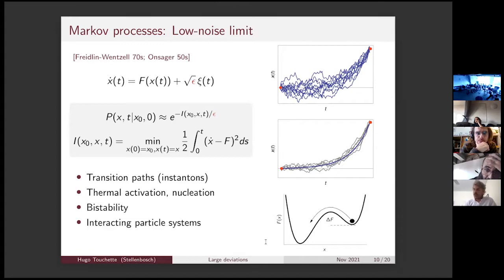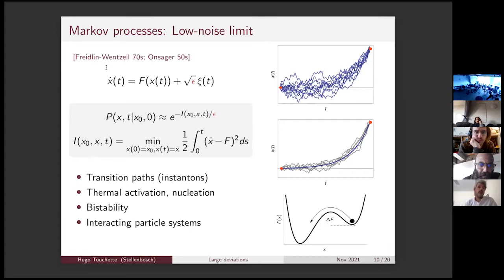So the main body of the work from the 70s and 80s came from applying large deviation or developing large deviation theory for Markov processes. And there are two streams of application. One is you take a differential equation and then you add a small Gaussian white noise. So you have a small parameter here, and then you look at the distribution now of this stochastic differential equation in the limit where epsilon goes to zero. So the large deviation limit in this case is epsilon going to zero.